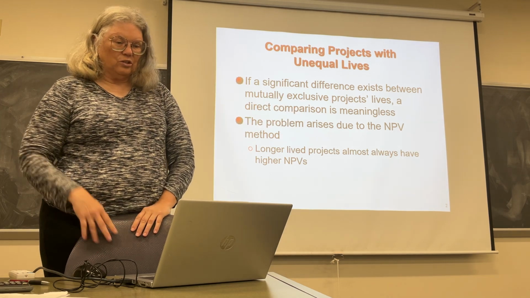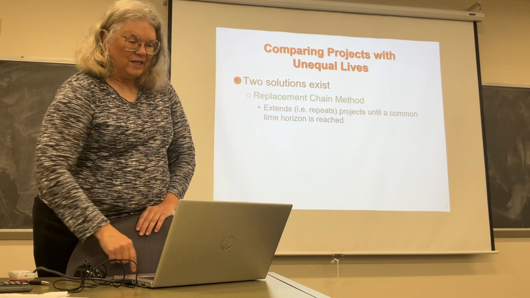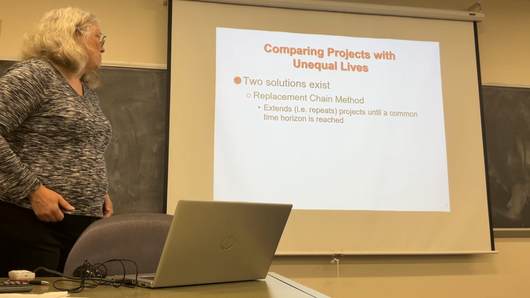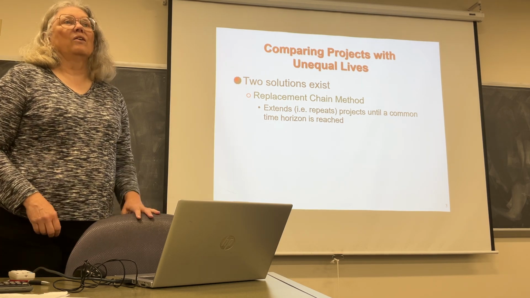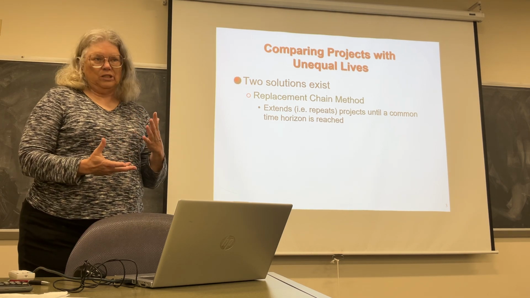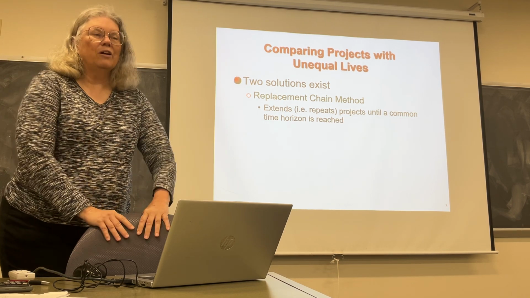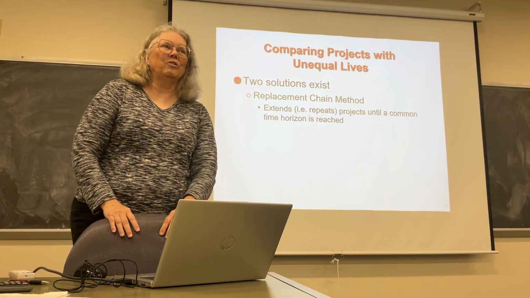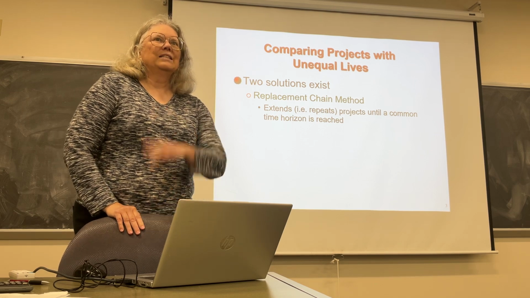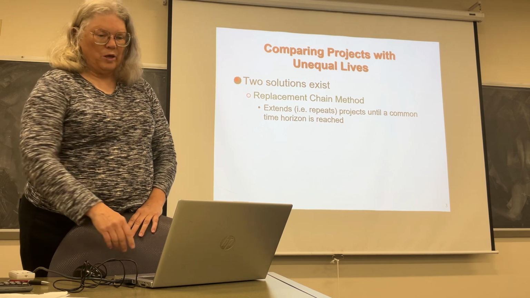So we're going to learn 2 methods. I'm going to describe them briefly, and then we're going to go in and learn more about them. The first is called the replacement chain method. Basically it says that we can repeat a project as often as we need to in our assumption so that we can have them of equal life. So in the example I just gave, we have a 10-year project and a 1-year project, so we would repeat that 1-year project 10 times. Now we can more directly compare them.